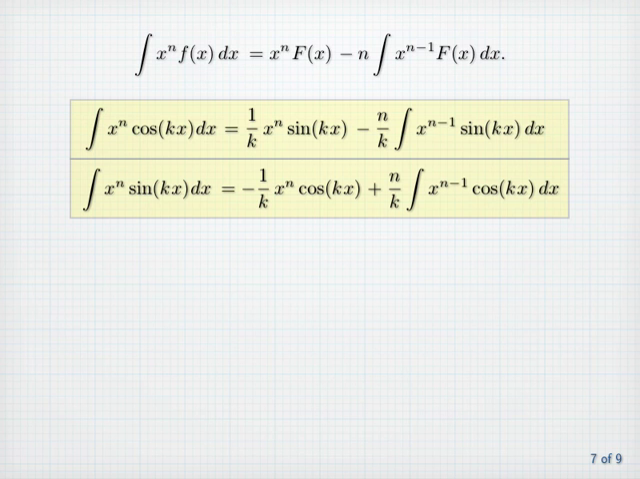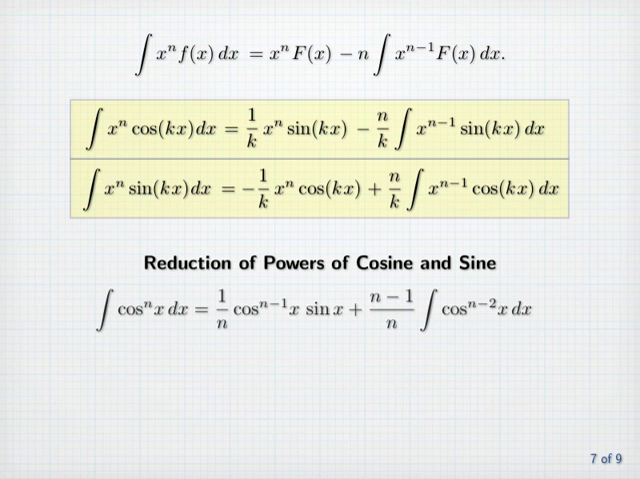Now let's look at a different kind of reduction formula here. Reduction of powers of sine and cosine. Turns out that the indefinite integral of the nth power of cosine x dx equals 1 over n times the n minus first power of cosine x times sine x plus n minus 1 over n times the integral of the n minus 2 power of cosine x dx. So notice that the power on cosine is reduced by 2 each time this formula is applied.